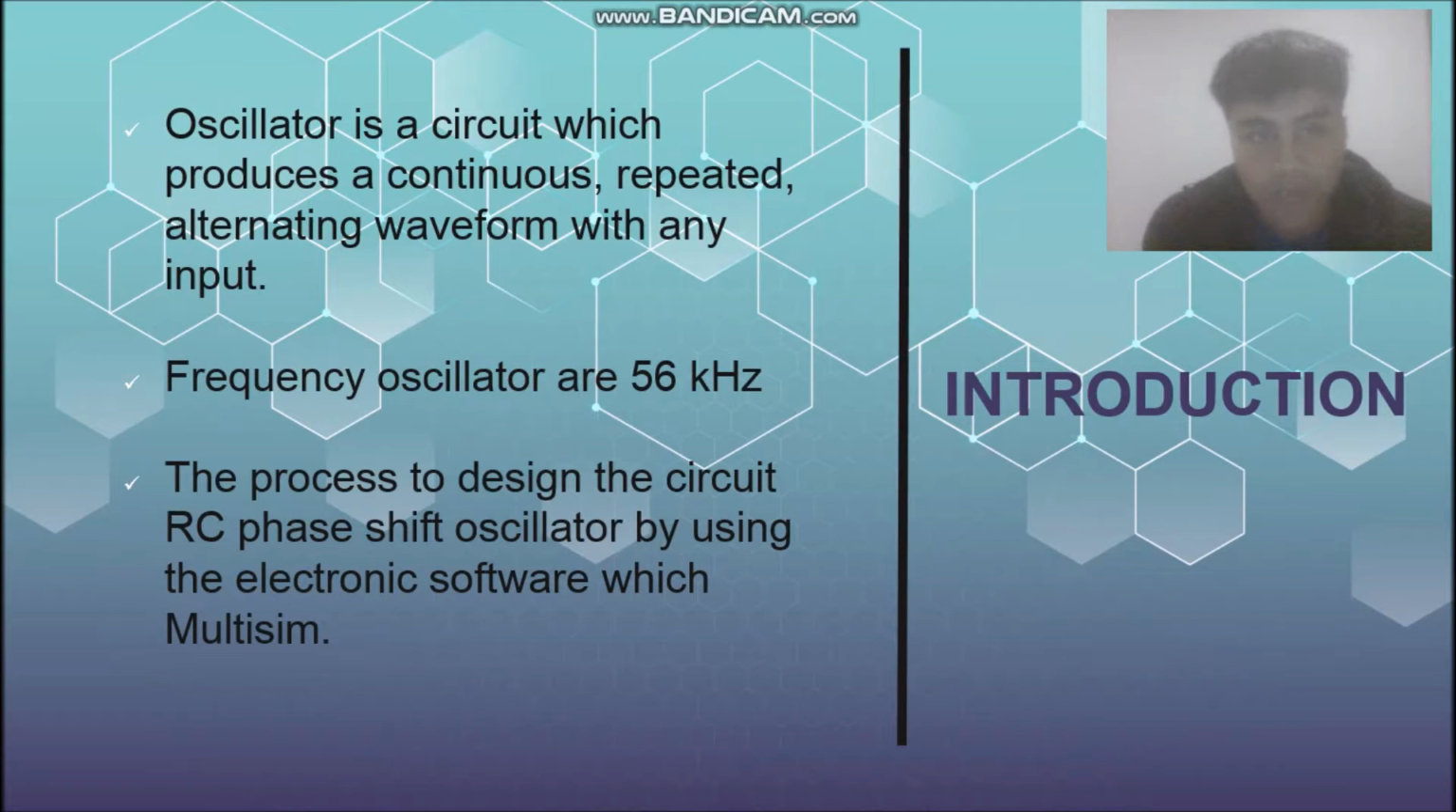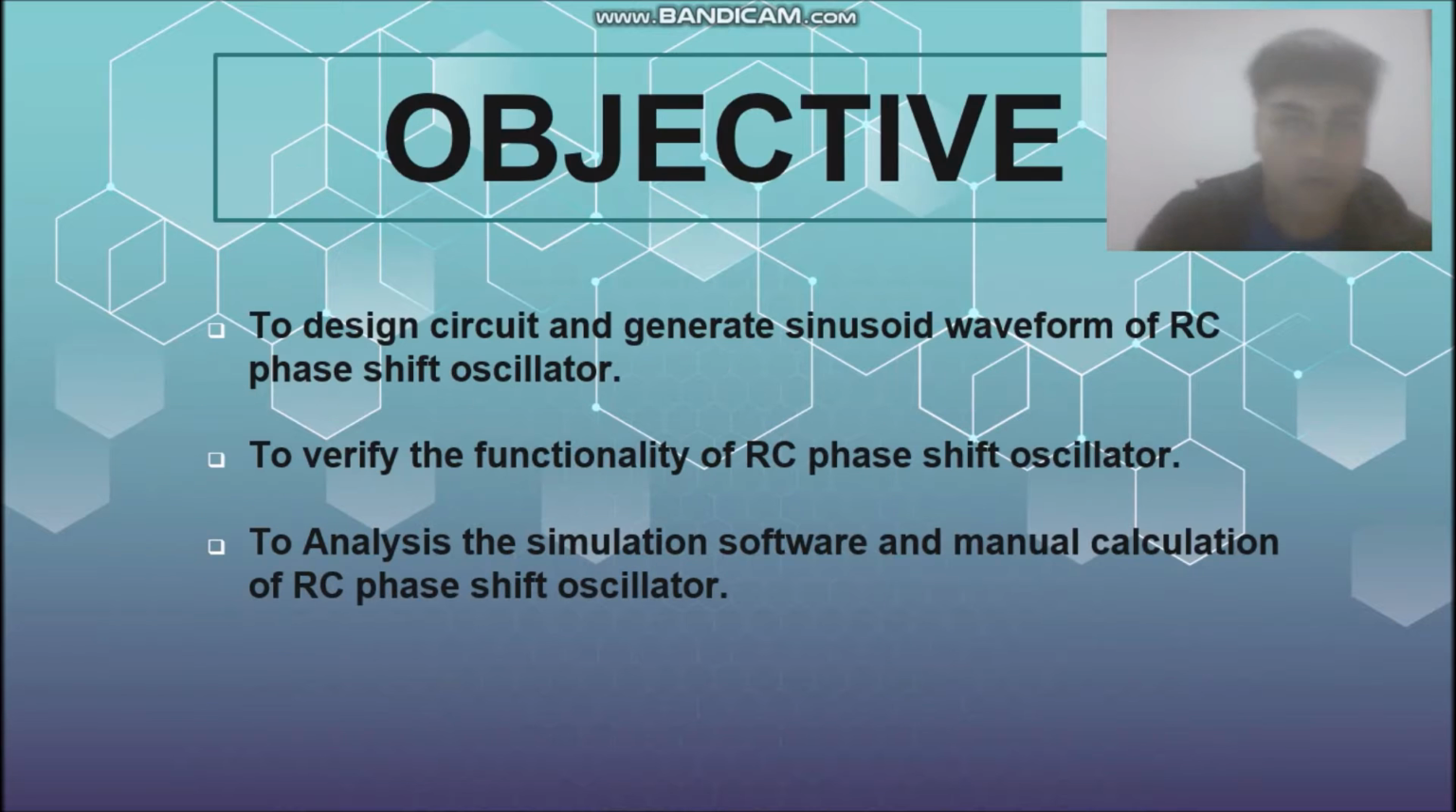So oscillator is a circuit which produces a continuous repeated alternating waveform without any input. The frequency of the oscillator is 55 kilohertz. So in this project, our group is using the 55 kilohertz frequency. It's different from other groups. And the third is the process to design the RC phase shift oscillator circuit by using electronic software, which in this project we're using the Multisim software for final simulation, and for the early simulation we're using Tinkercad.